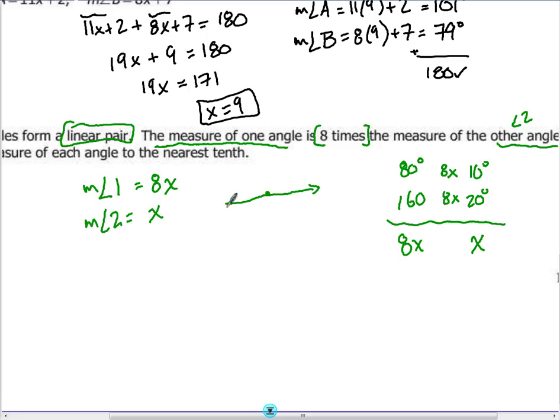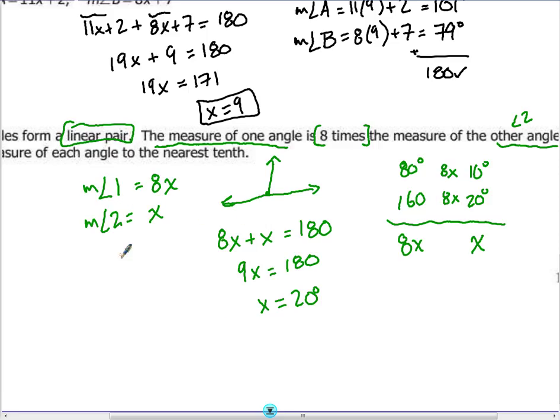So let's take 8x plus x, and let's add those up to 180. 8x plus x adds up to 9x. Let's divide 180 by 9, and what I end up with is 20. Now all I have to do is find my angle measures, so I'm going to plug that back into angle 1 and angle 2. The measure of angle 1 was 8 times my x value, 20, and the measure of angle 2 was equal to the x value of 20 degrees.